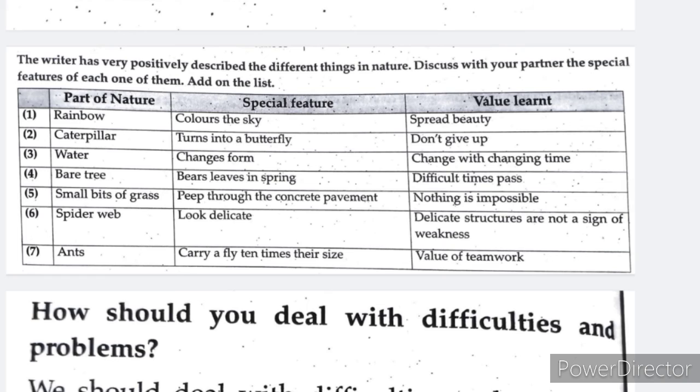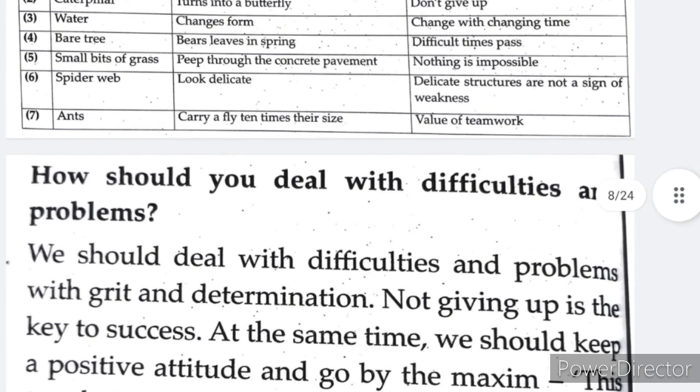Then the writer has very positively described the different things in nature. Discuss with your partner the special features of each one of them. Add on the list. Part of the nature, special feature, value learned. These are very different. Next one, answer in your own words.